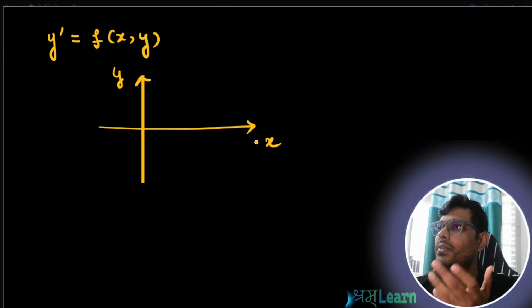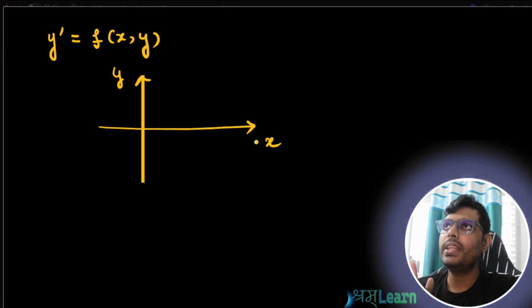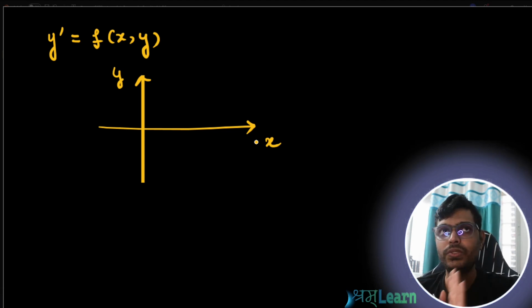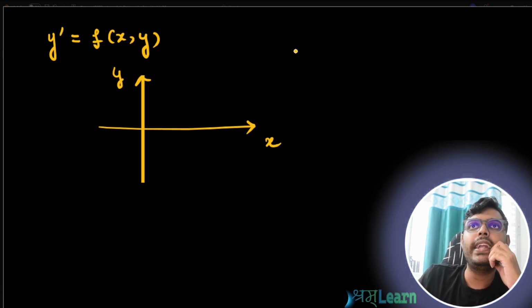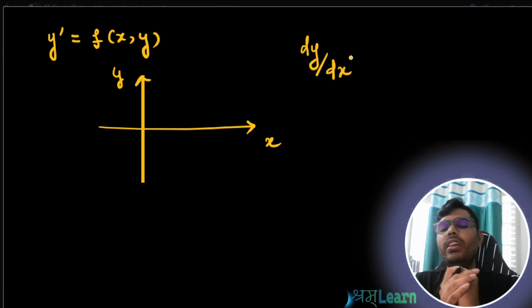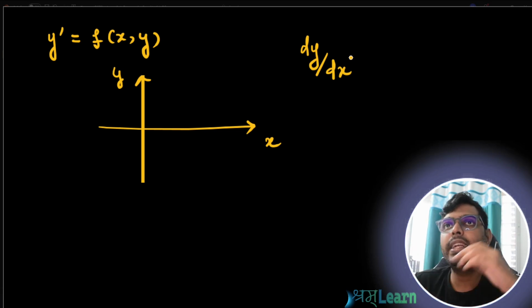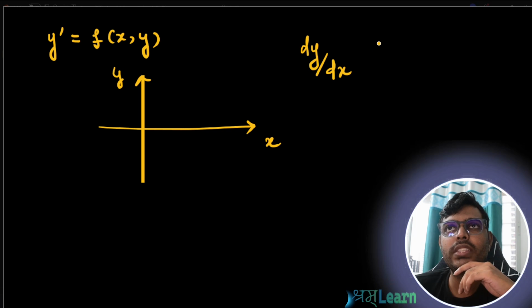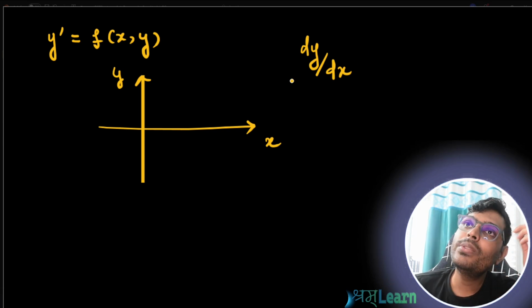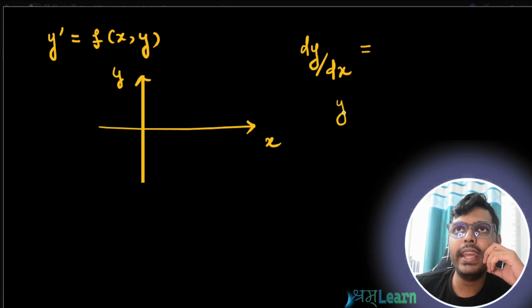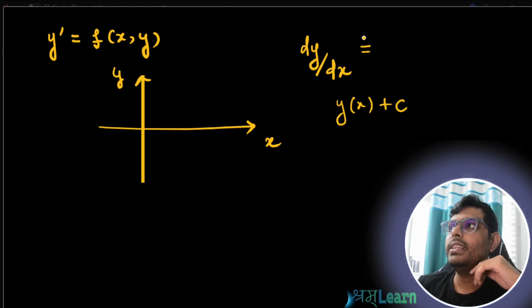So we can plot f of x comma y on a 2D plane, and that is nothing but equal to y dash. So what is y dash? y dash is dy by dx. Fine. So y dash is dy by dx, which is nothing but the slope of the solution curve. Okay, so the solution curve is going to be something like y of x plus c. Okay, so in the differential equation we know about the derivative of the solution.